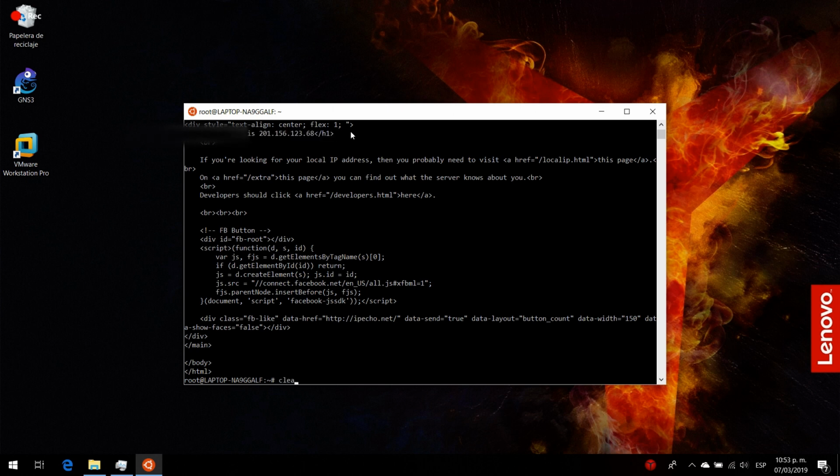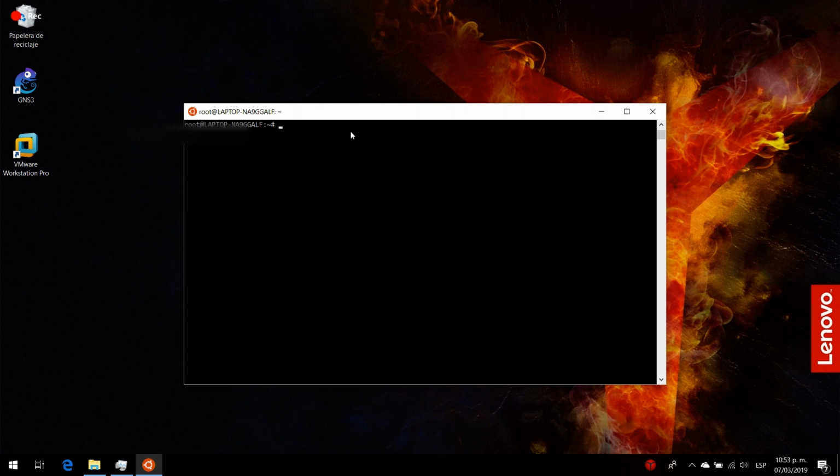The next one would be first curl, and then ifconfig.me, and this is where you get your IP address.